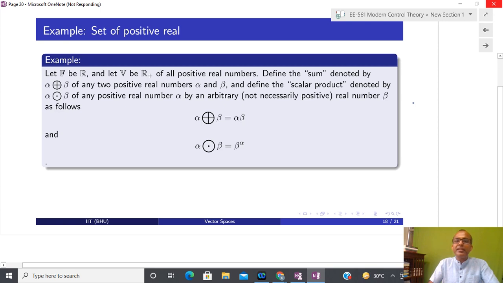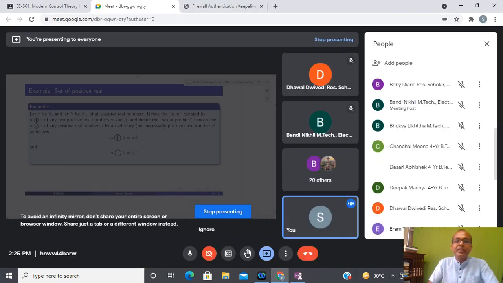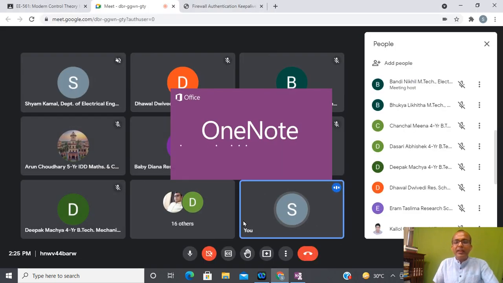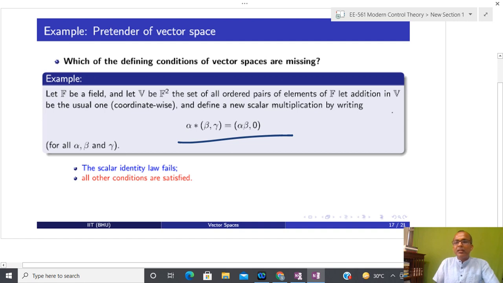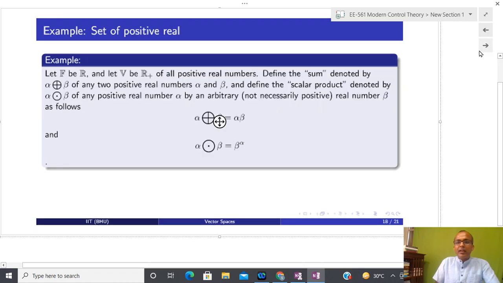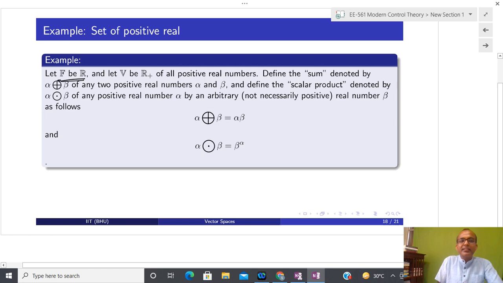Here this example is a little bit more interesting, because in this particular example, suppose I have just the positive real numbers, and as the field you can see that I have taken all real numbers.